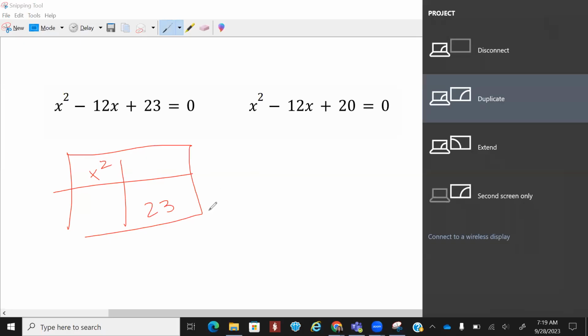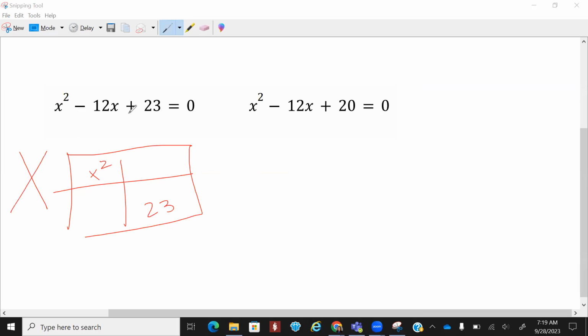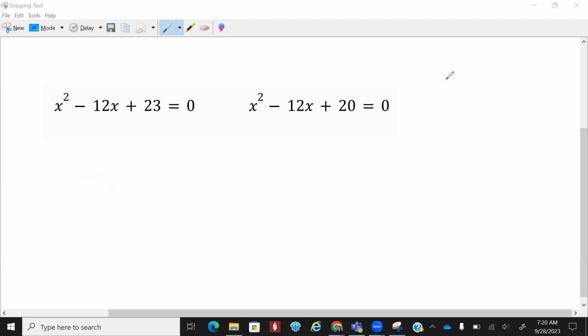Then we're going to do the big X. We're going to say A times C is 23. B is negative 12. What two numbers can I multiply together to get me 23, but add to get me negative 12? 23 and 1. Does that add together to get me 12? No. Is there a number that I can multiply together to get me 23? No. So if factoring does not work, what you need to do is try another method.